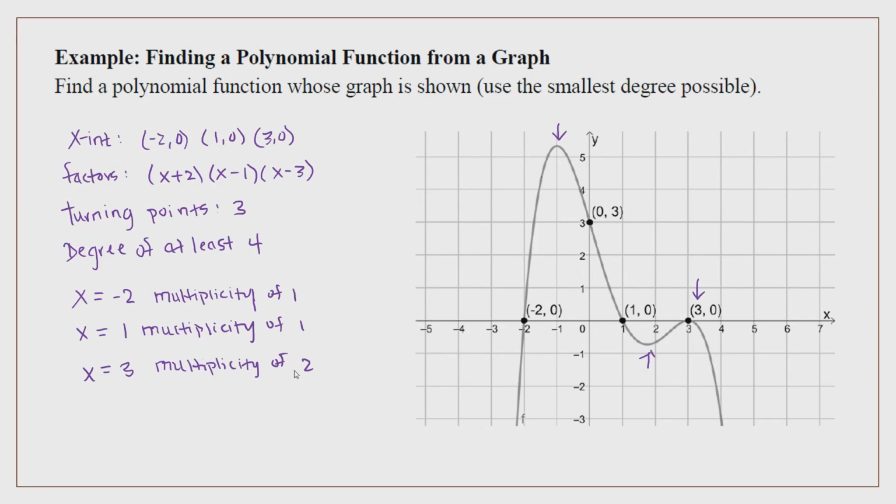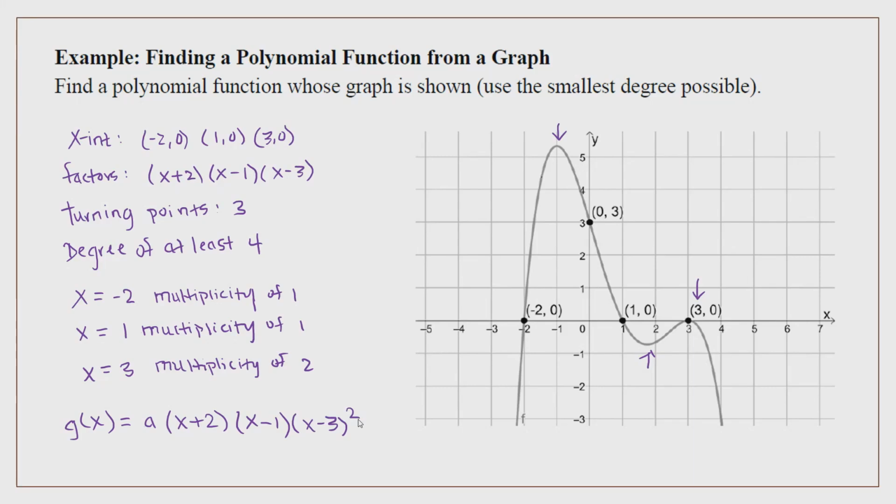Okay? So now that I have this information, let's set up our function. Let's call it g of x. So g of x equals a times x plus 2 times x minus 1 times x minus 3 squared. Okay. So that is our g of x. Well, we want to know what the function is, so we need to find a. How can we find a?